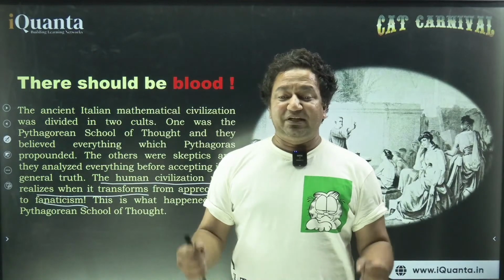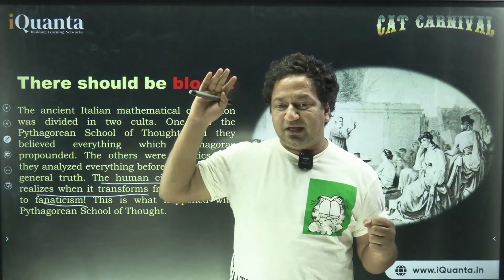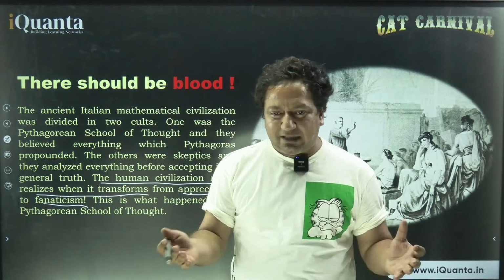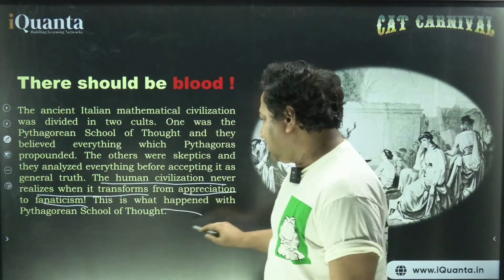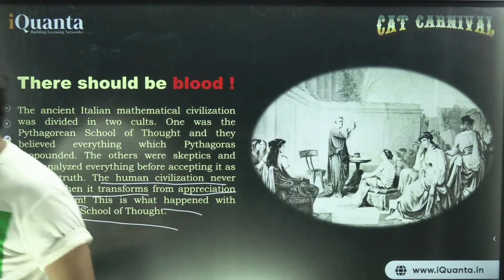So you want to appreciate someone, how well they are working, and it becomes so much inside you that now you have become a devotee. Now you have become a fanatic. This happened during that time also. This is what happened with the Pythagorean school of thought. So a lot of people who believe in Pythagoras, they're fanatics.